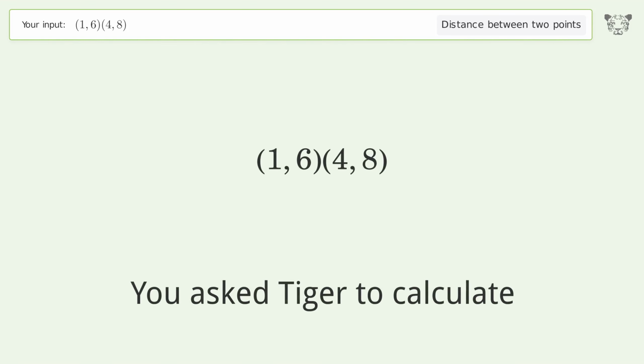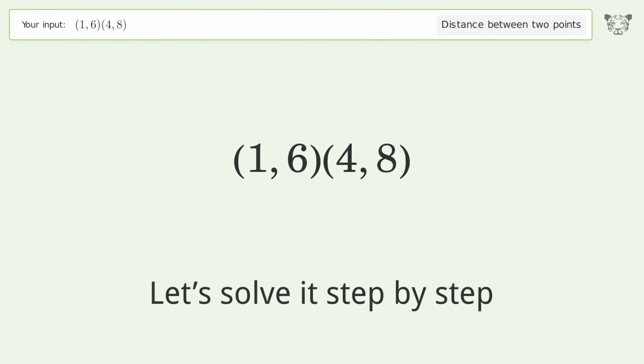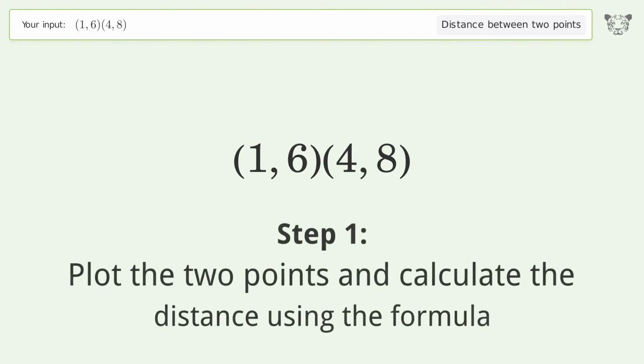You ask Tiger to calculate. This deals with the distance between 2 points. The distance between the 2 points is the square root of 13, or 3.606. Let's solve it step by step. Plot the 2 points and calculate the distance using the formula.